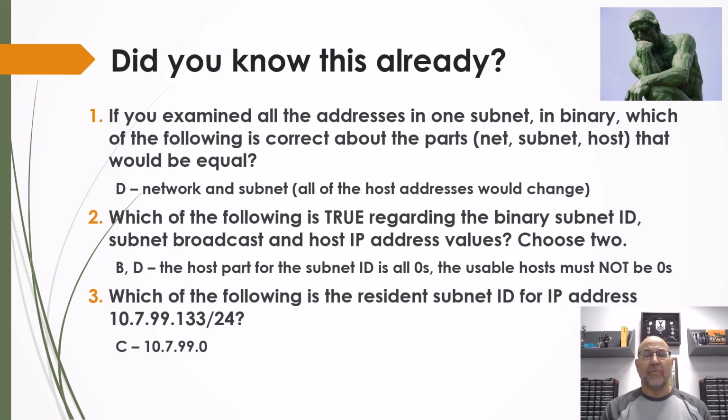Number 3, which of the following is the resident subnet ID for the IP address 10.7.99.133? Well, for this one, you would just know that the mask would actually be 255.255.255.0. And if you did the ANDing, it would zero out the last octet. So this one is actually pretty straightforward, 10.7.99.0.